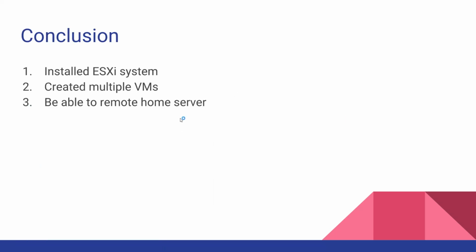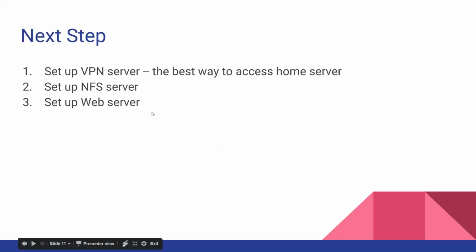Conclusion. So far, I installed the ESXi system and it created multiple virtual machines, and I can remote my home server right now. For the next step, that's part two of my plan. I will set up the VPN server and set up a web server and set up an NFS server. That's it. Thank you.